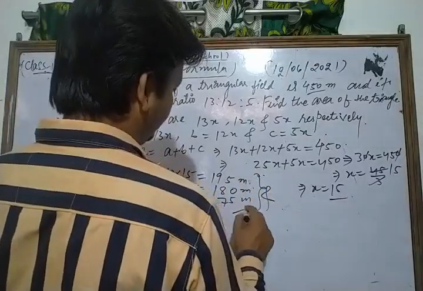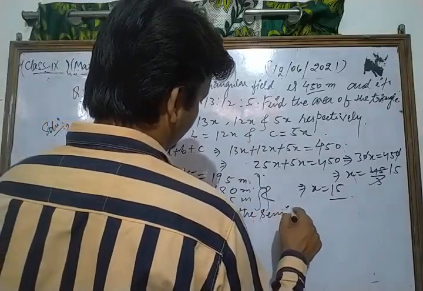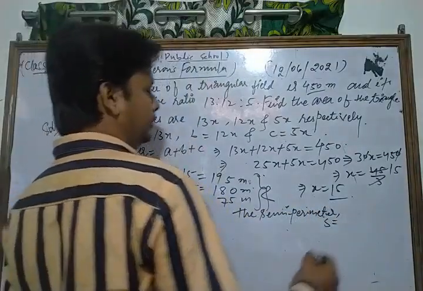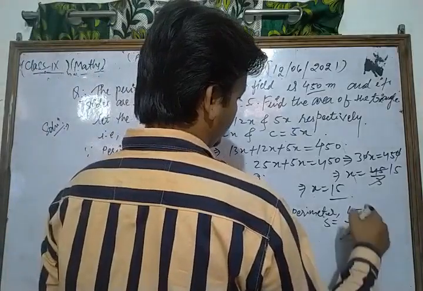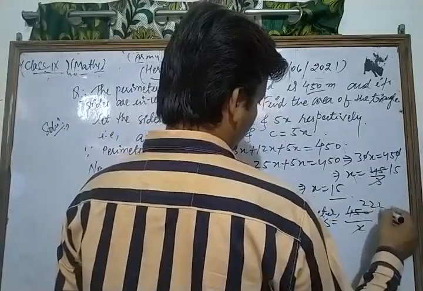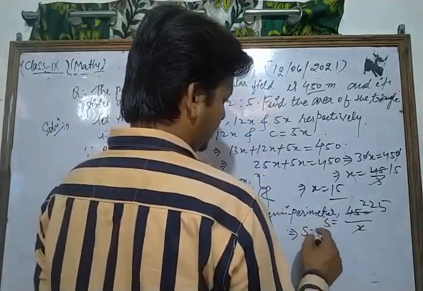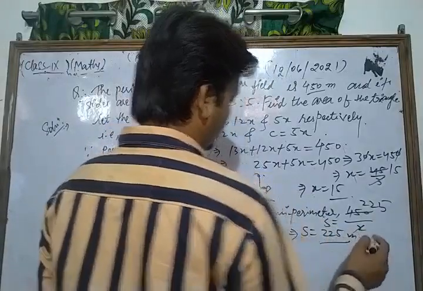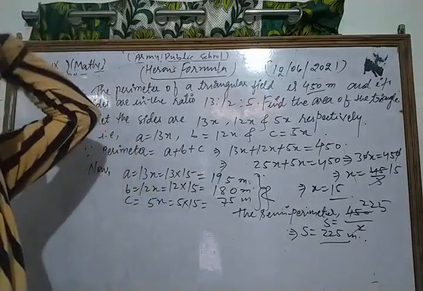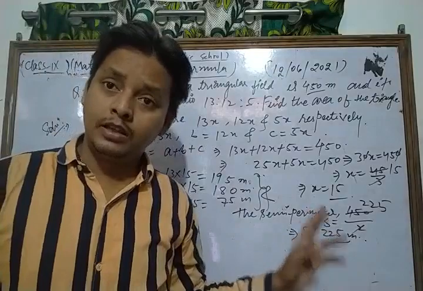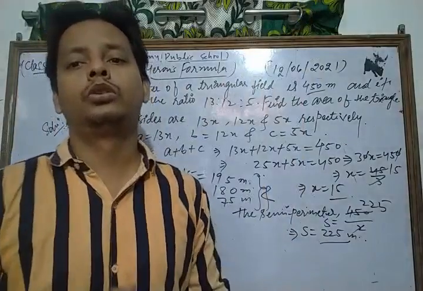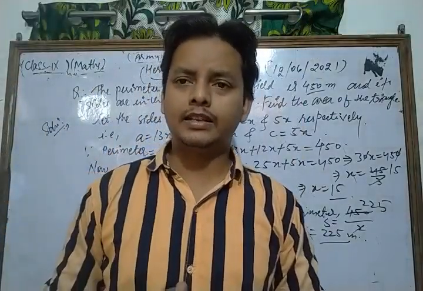And the semi perimeter s is equal to half of the perimeter, that means 450 upon 2. 2 fours are 8, 2 fives are 10. That is, the semi perimeter is 225 meter. So in this way, dear student, first of all we find the semi perimeter of the triangular field as well as all three sides of the triangular field.